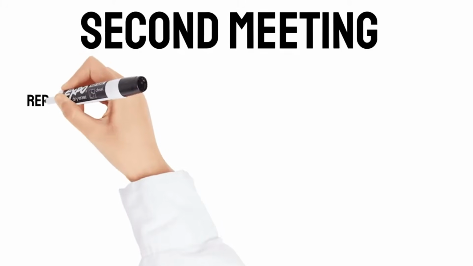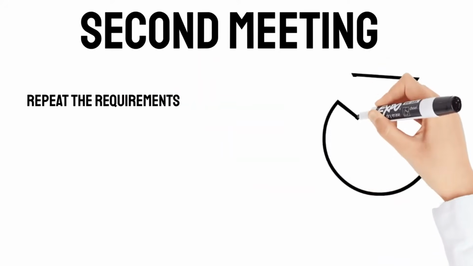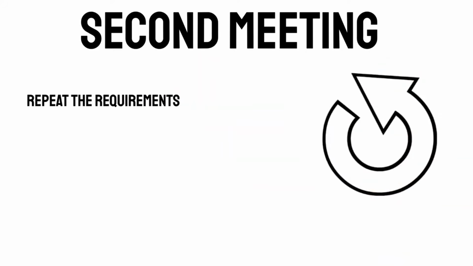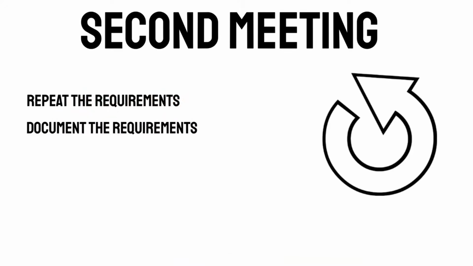Also, be active in the conversation. Try to repeat the requirements your product owner is telling you. This just helps directly finding flaws and your product owner just giving you a confirmation if you're gathering the right thing. Not only repeating, but also documenting the requirements. You need to document all of them.